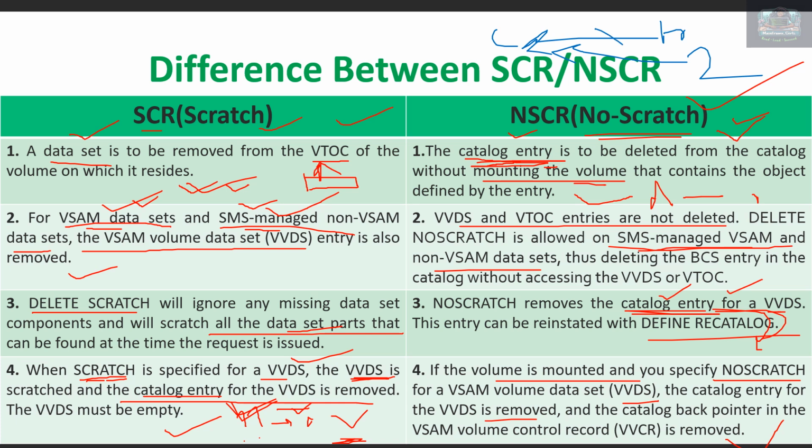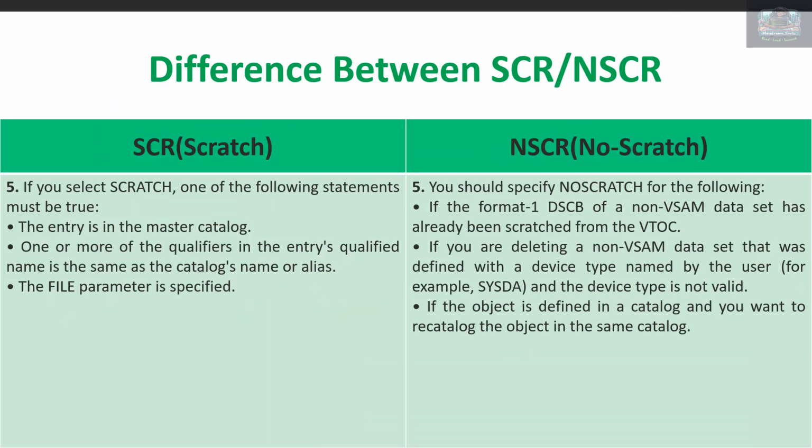At that time, you run a no scratch for this data set and the catalog entry will be deleted, and again you will run a recatalog for the other data set, so it will be cataloged to this. There are many instances, and you don't know when you will require it. At that time, you can use no scratch to remove the catalog entry, and scratch for removing everything from the volume, like from the VTOC and VVDS.